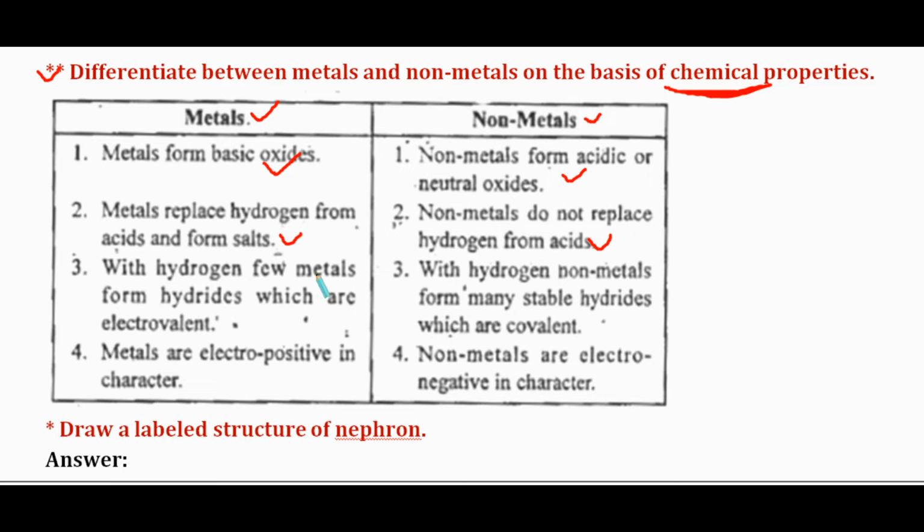With hydrogen, few metals form hydrides, which are electrovalent. With hydrogen, non-metals form many stable hydrides, which are covalent. Metals are electropositive in character. Non-metals are electronegative in character.